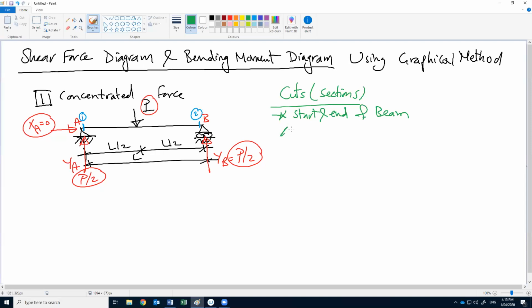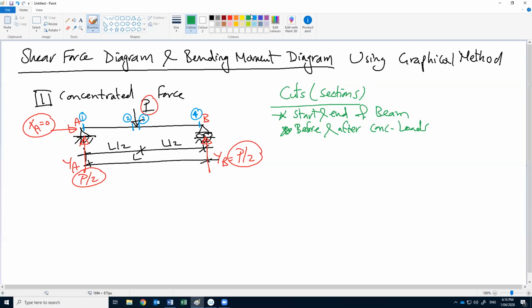Okay, we also need a cut or section before and after concentrated loads. If we have a concentrated load, we need a section before and after the force. So we will have one section here and one section here. Okay, so I will call this 2 and this 3 and this section 4. So now we know that we have 4 sections.